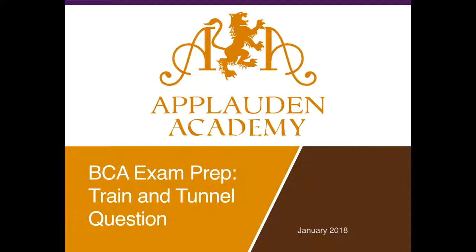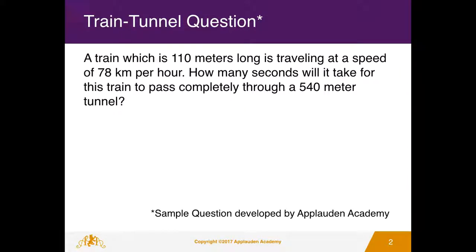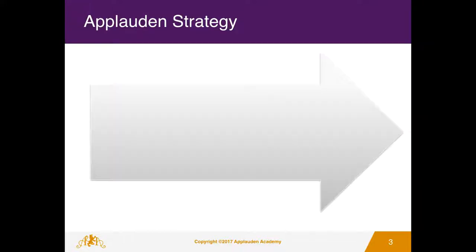Today we will discuss train and tunnel questions and how you should approach them. Let's take a look at our sample question. A train which is 110 meters long is traveling at a speed of 78 kilometers per hour. How many seconds will it take for this train to pass completely through a 540-meter tunnel?